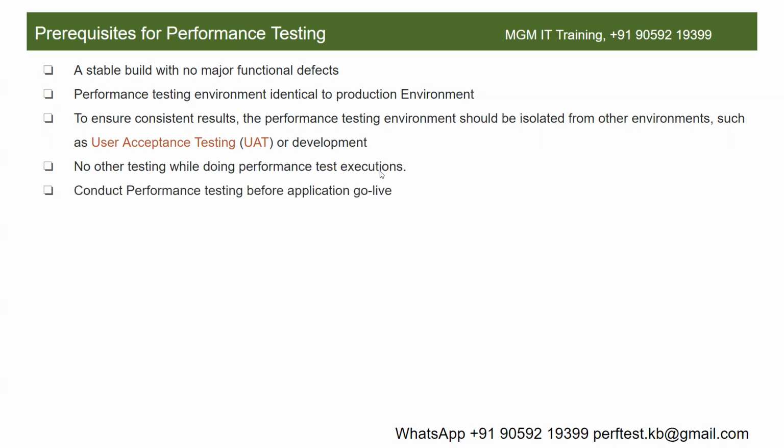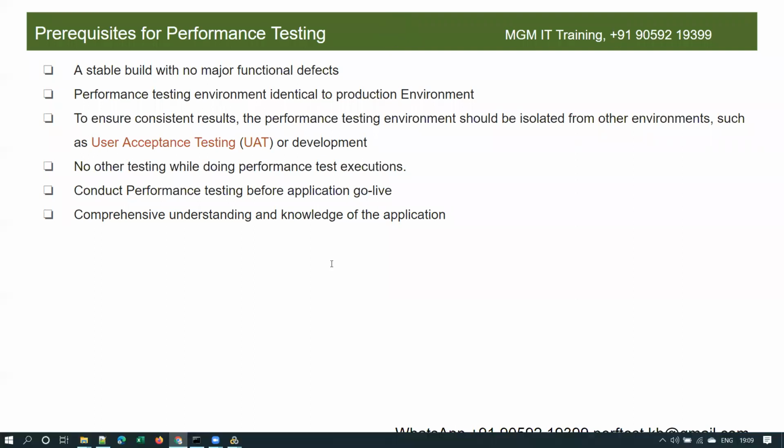And conduct performance testing before the application goes live, of course. Before go live itself we need to do performance testing, right? And comprehensive understanding and knowledge of the application. The performance testing team should have a detailed understanding and knowledge of the application. That means they should understand the application architecture. What is the application architecture? What are the upstream and downstream components? So please note it down. I will explain that later, what is meant by upstream and downstream components. Okay.